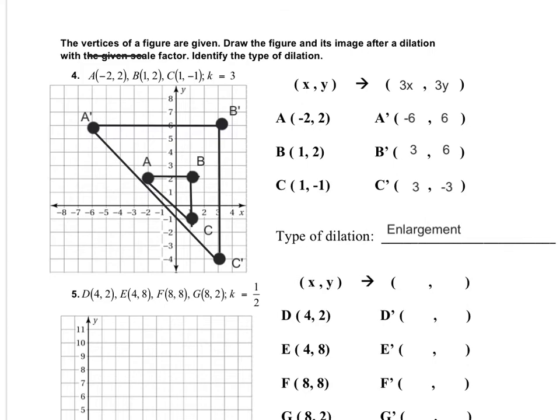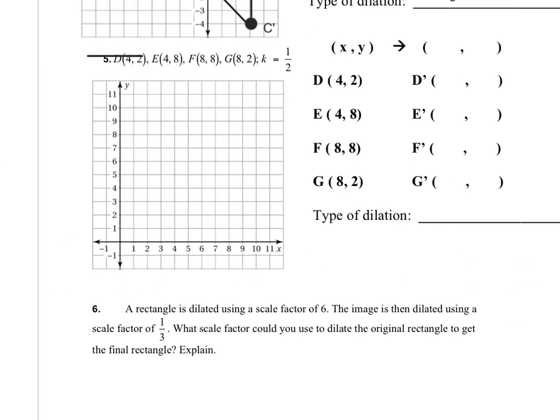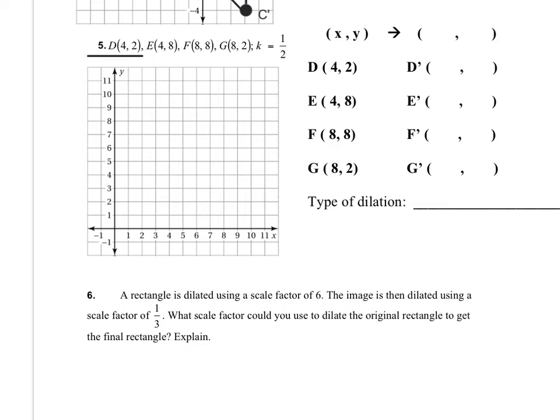For the next problem, we're going to do a similar set of directions, only this time we have different vertices. So I'm going to make a point at each vertex that is given. The first vertex is at 4, 2. The second vertex is 4, 8. Then the third one is at 8, 8. And finally, the last one's at 8, 2. I'm going to connect each vertex with a line.